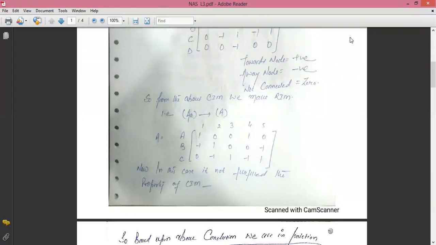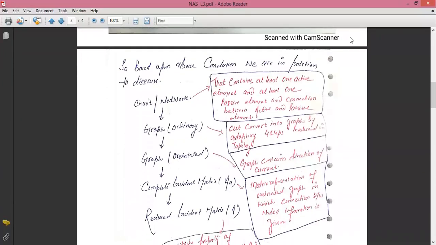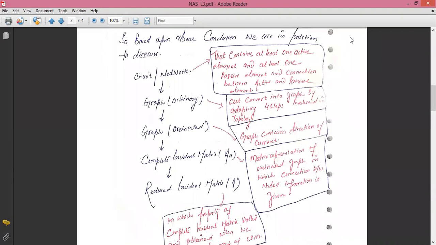So you can see on your next page, this is the complete flow chart of network topology, what you have discussed up till this stage. Now this is the flow chart. You can see, based upon the above conclusion, we are in a position to discuss that first of all, we have a circuit or a network.